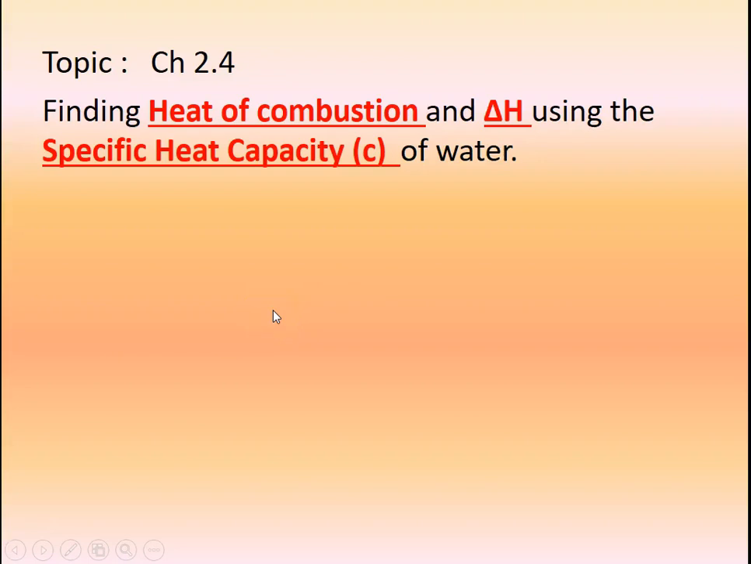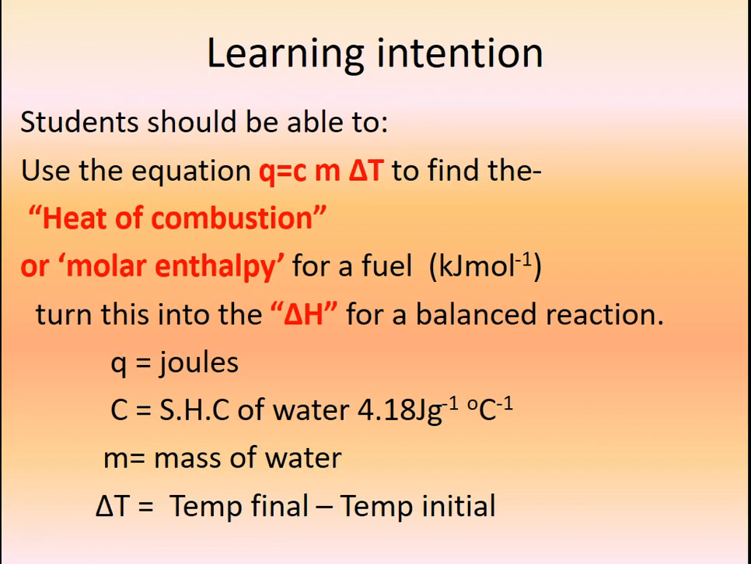Okay, this video is on chapter 2.4, finding the heat of combustion or the change in enthalpy using the specific heat capacity of water as a way of trapping the energy. So we'll look at this equation. Q stands for the energy, and in your data booklet this is written around the other way. So that's the mass of the water that the heat's being trapped in, the specific heat capacity of water, and the change in temperature of the water.